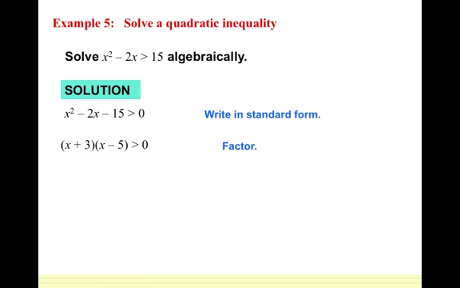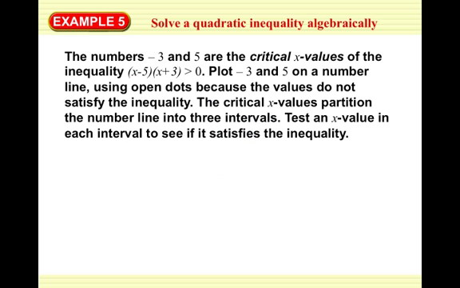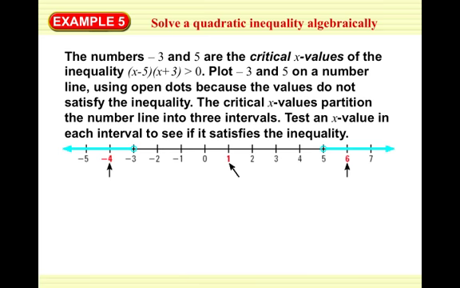I set each of those equal to 0. So I have x plus 3 equals 0, which gives me x equals negative 3. x minus 5 equals 0 gives me x equals 5. And I mark those on the interval on the number line. Okay, so here's negative 3 and here's 5. And then I pick values that are in each region. So I can pick negative 4, I can pick 1, and I can pick 6. So I'm going to test x equals negative 4, and test x equals 1, and test x equals 6.